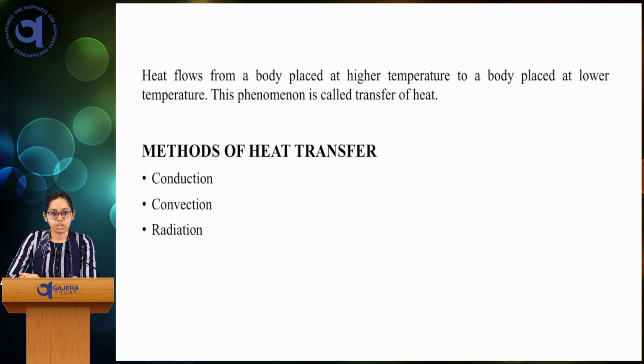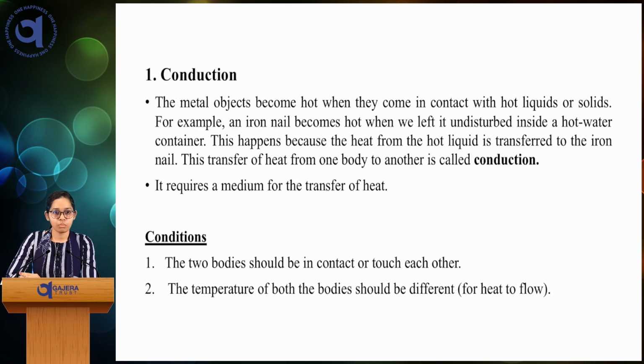There are three modes by which heat can be transferred from one body to another: conduction, convection, and radiation. Let's see one by one. The first method of heat transfer is conduction. Metal objects become hot when they come in contact with hot liquids or solids. For example, an iron nail becomes hot when we leave it undisturbed inside a hot water container. This happens because the heat from the hot liquid is transferred to the iron nail. This transfer of heat from one body to another is called conduction.